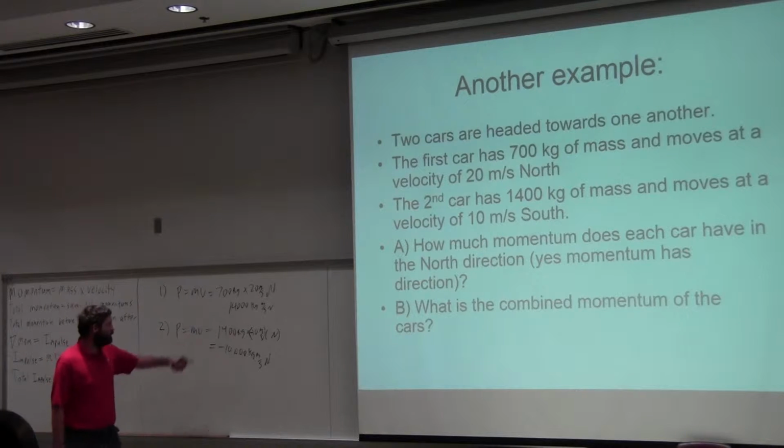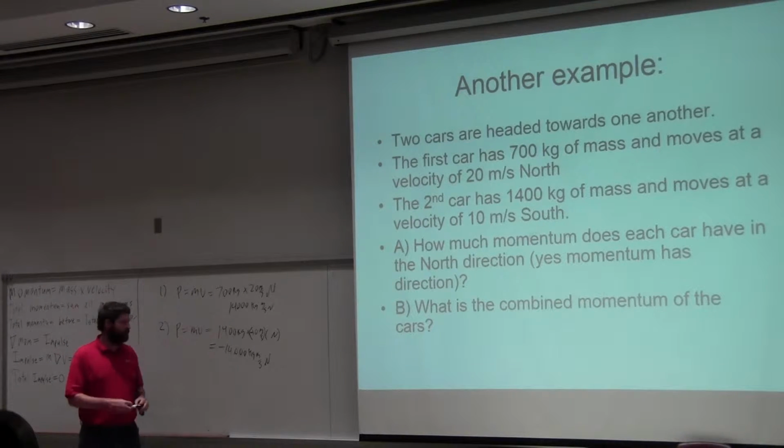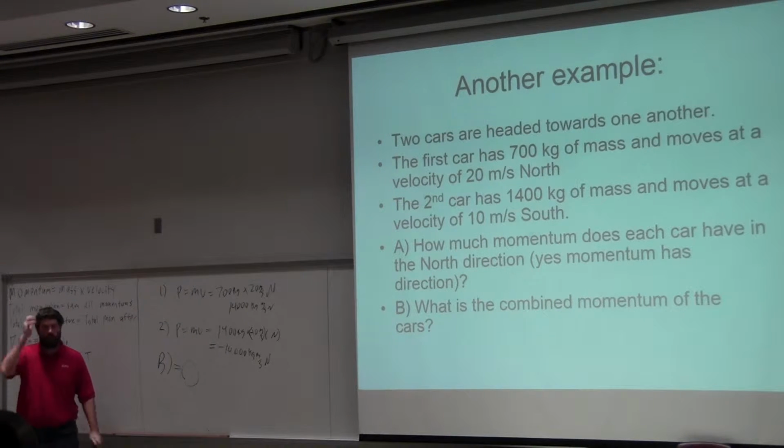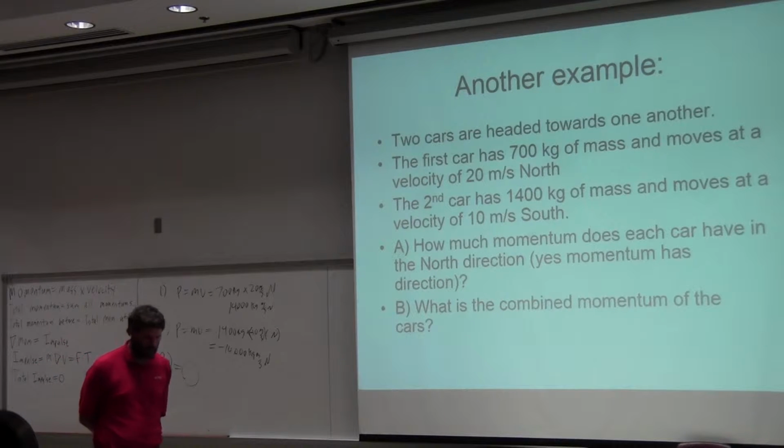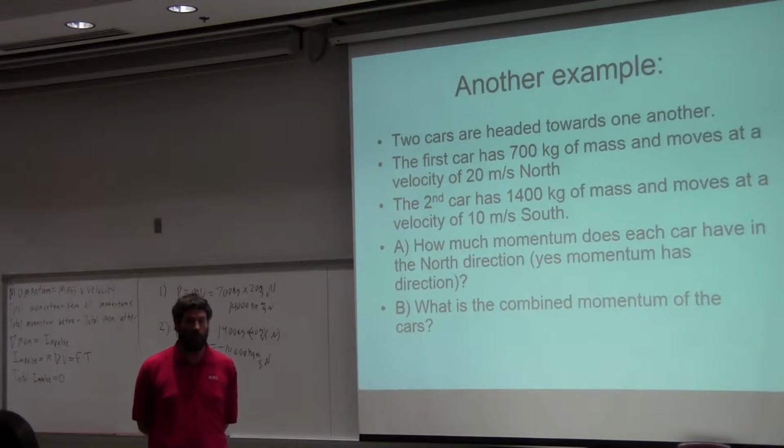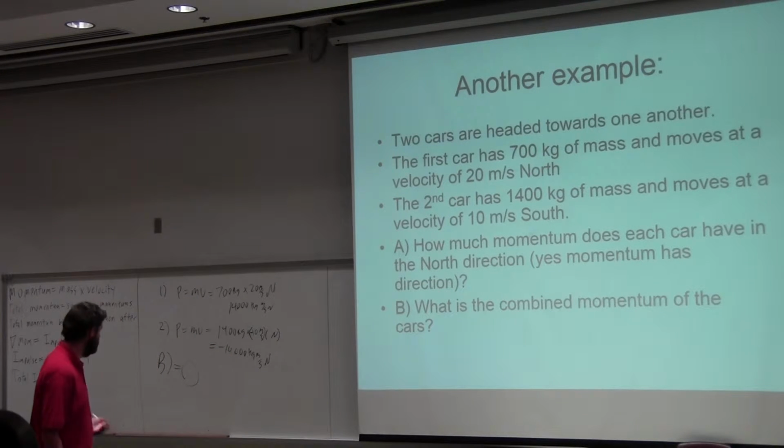Okay. So 14,000 plus a negative 14,000 means that for B, my answer is 0. The total momentum of the system is 0. Which means that after these 2 cars collide, the total momentum of the system is going to be, well, it turns out still 0. That's usually not the case, but I just made it up for it was.